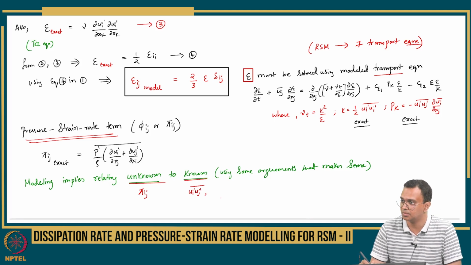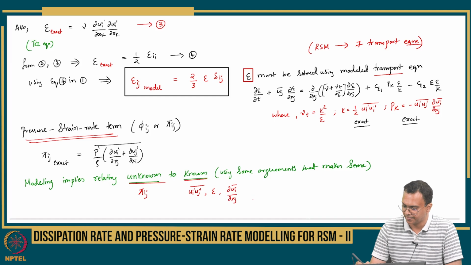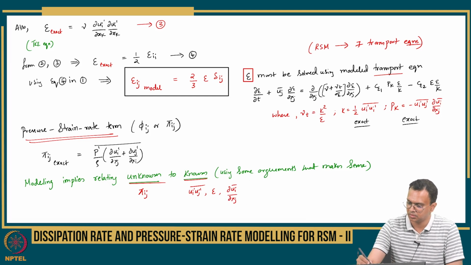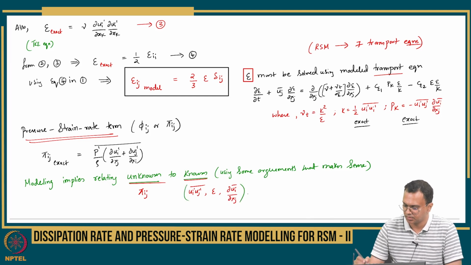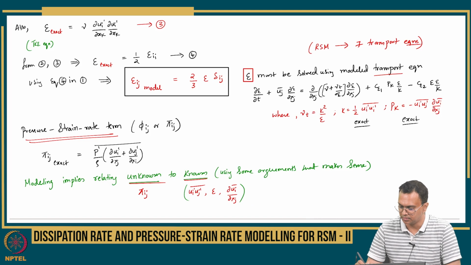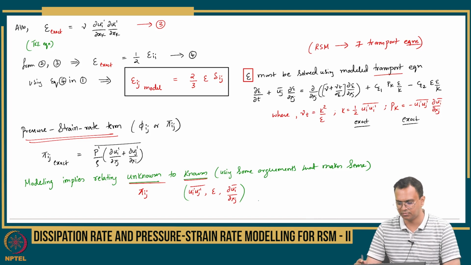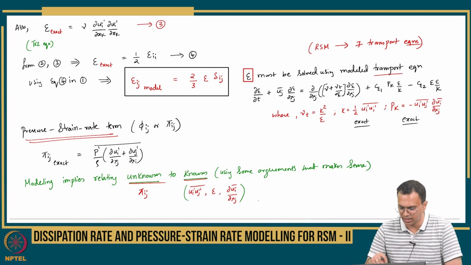In addition to that, I am solving the epsilon transport equation. So I have dissipation rate. In addition to that, I am solving the mean momentum equation. So I have the mean strain rate also. I have access to dou Ui bar by dou xj. These are the knowns I have. So I somehow have to establish a relationship between pi ij and this.